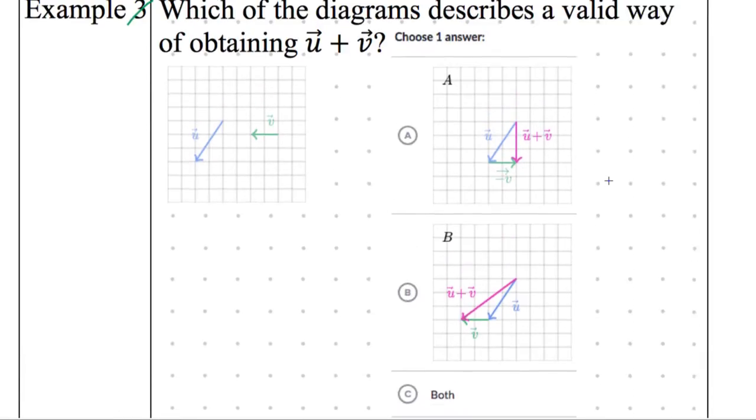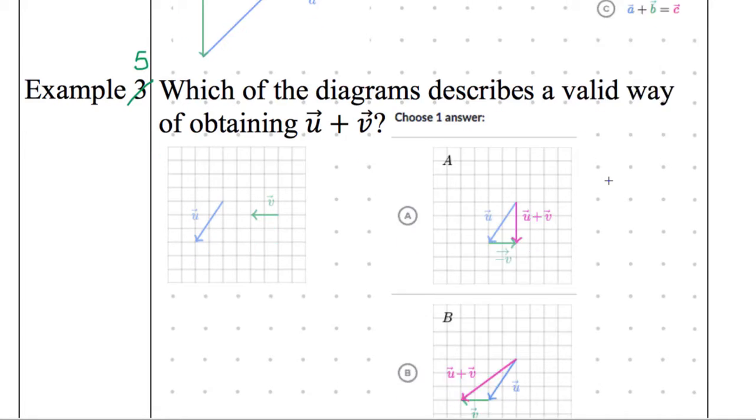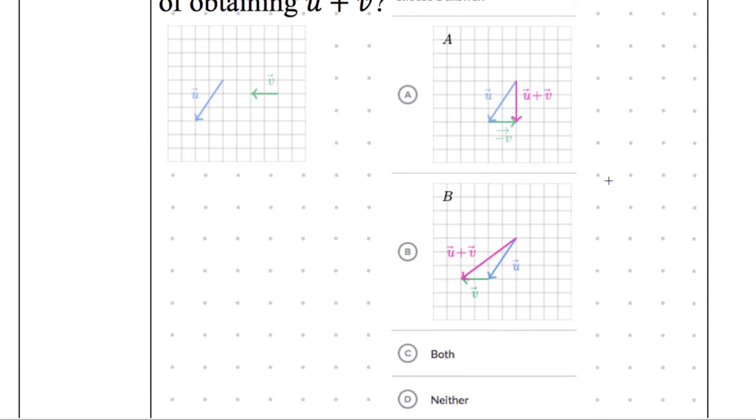And our final example, example number 5: which of the diagrams describes a valid way of obtaining U plus V? Again, you're just doing this tail to tip. It's either one of these, both of them, or neither of them.